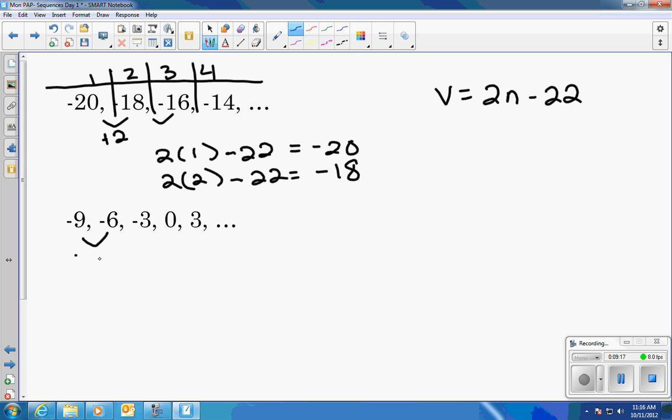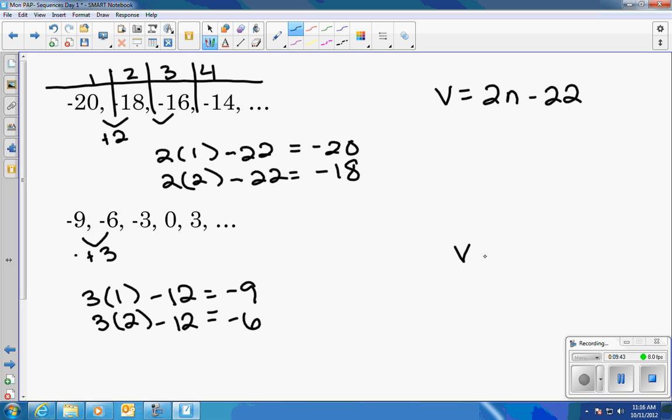So from here to here, I am adding 3. So 3 times my first position should give me 3. But my sequence tells me negative 9. How do I get from 3 to negative 9? I subtract 12. Double check another one. 3 times 2 is 6. How do I get from 6 to negative 6? I subtract 12. So again, my value is 3 times my position number minus 12.